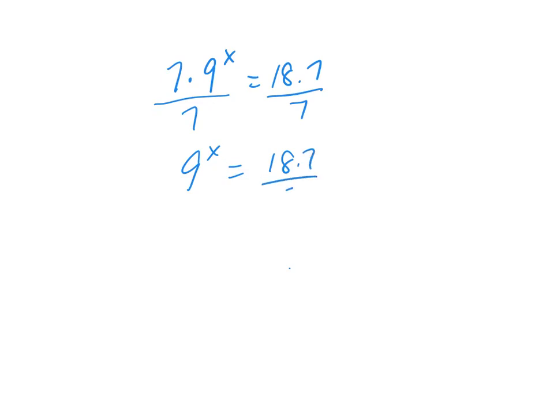So the first one we're going to do is 7 times 9 to the x equals 18.7. The first thing you're going to do is divide by 7. So we have 9 to the x equals 18.7 over 7. Now, because the variable is the exponent, we need to put it in logarithmic form. And remember that this lesson is called Exponential Equations Requiring Logs.